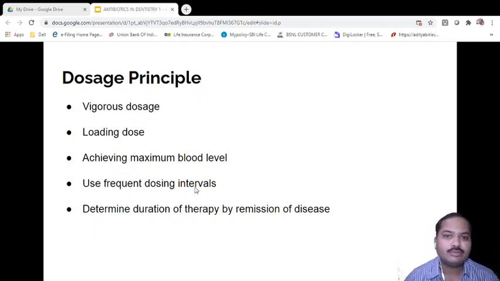So, whenever dosing is judged or given, it has to be based upon the clinical judgment of the clinician.